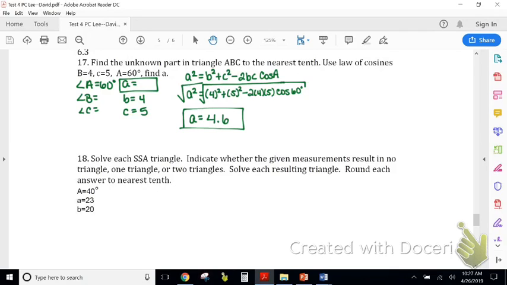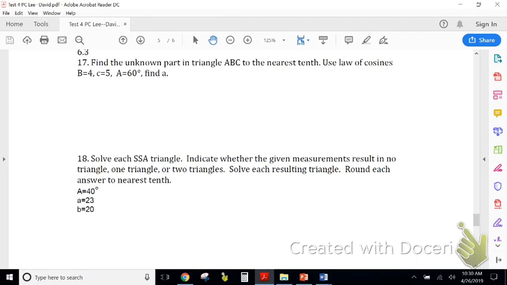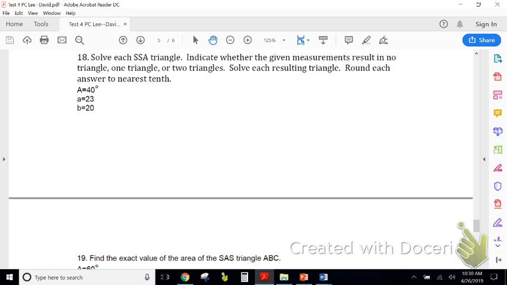All right, so number 18. Solve each side-side-angle triangle. Indicate whether the given measurement results in no triangle, one triangle, or two triangles. Solve each resulting triangle, round to the nearest tenth. All right, so I'm going to move mine up here so we have room to work. So we're solving the whole thing. I'm going to go ahead and set it up and plug in what they gave me.